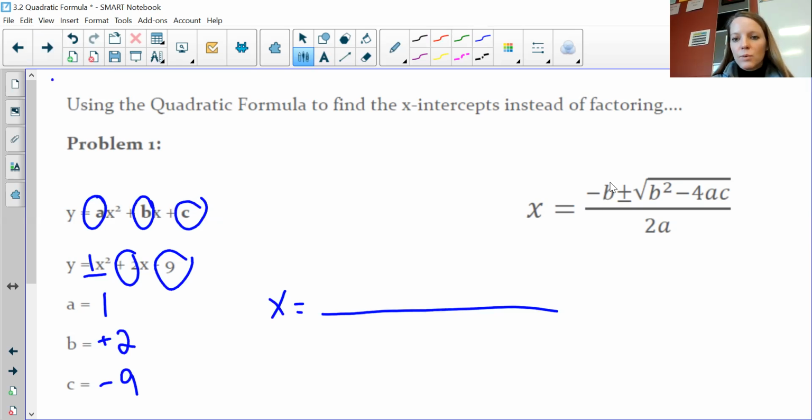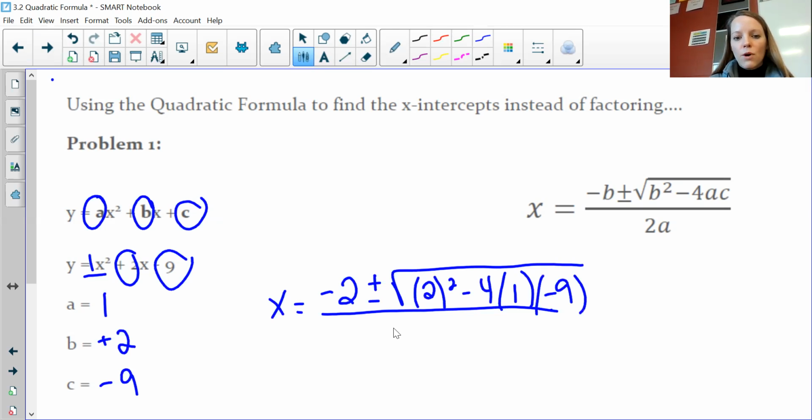So this says x equals -b. So -b and b is +2. Plus and minus, don't worry about that. I'll show you what to do with that in a minute. B squared, so 2 squared minus 4 times a times c, all over 2a.